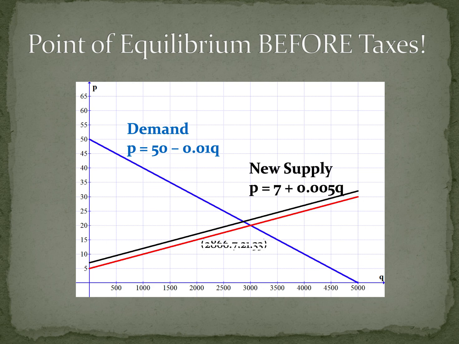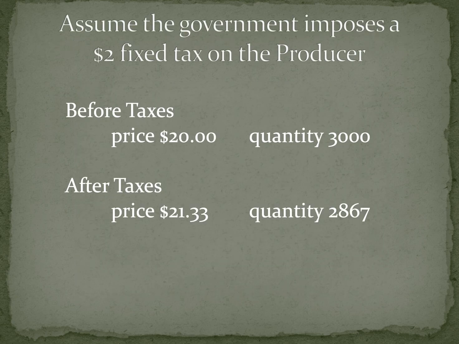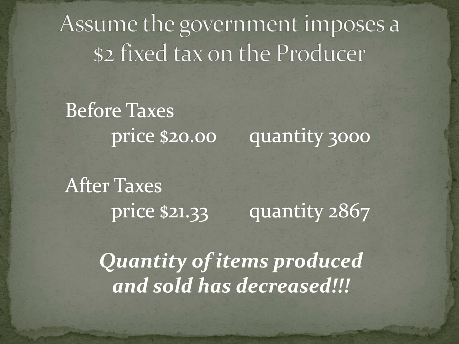And so if we look at this, our new point of intersection, our new equilibrium point, suggests a price of $21.33 and a new production level of roughly 2,867. So let's consider this. Before taxes, the price was $20, the quantity was 3,000 units. After taxes, the price has increased to $21.33 and the quantity has decreased to 2,867. So obviously, impose a tax, the number of items produced and sold is going to decrease.